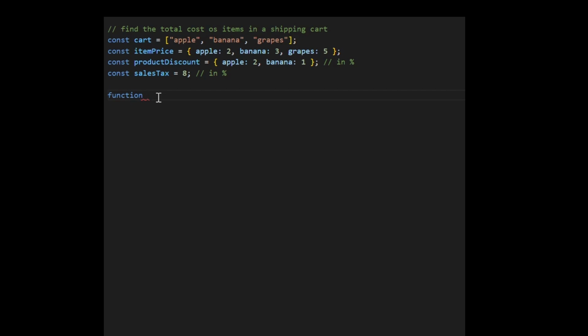So now I'm keeping the name as calculateTotal. By seeing this, the person gets the idea that this function is to add something or to calculate something. The variable name is not fixed, but it should be meaningful, so that it can be understood by others. Okay. So for the parameters I'm taking cart, item price, product discount, and sales tax.